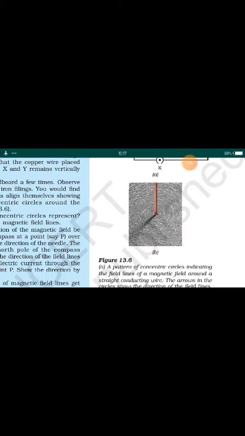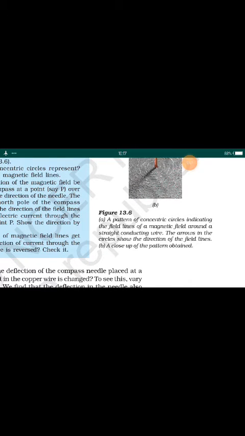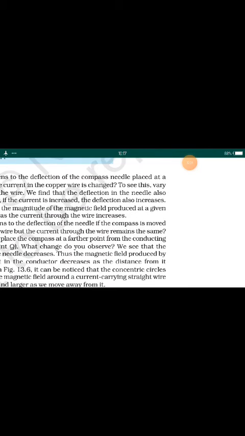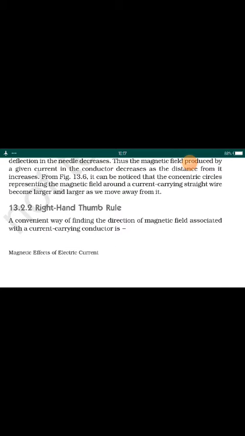This is magnetic field lines. ये डायग्राम किसका है? A pattern of concentric circles indicating the field lines of a magnetic field around a straight conducting wire. The arrows in the circle show the direction of the field lines. A close up of the pattern obtained. हमें पैटर्न जो है वो देखने को मिलती है। Then another is the right hand thumb rule.